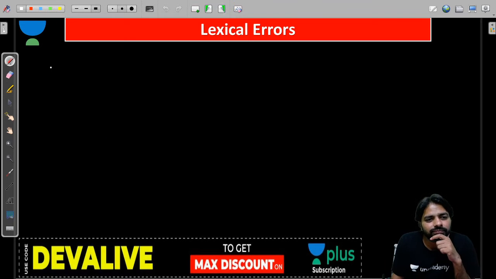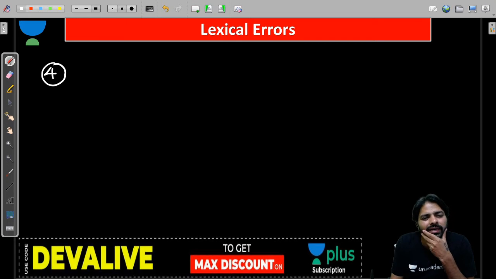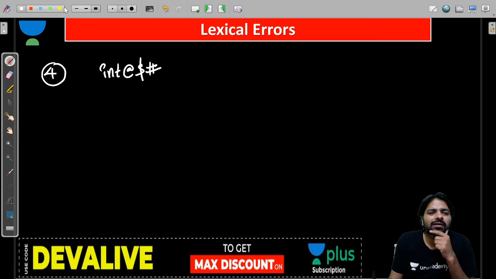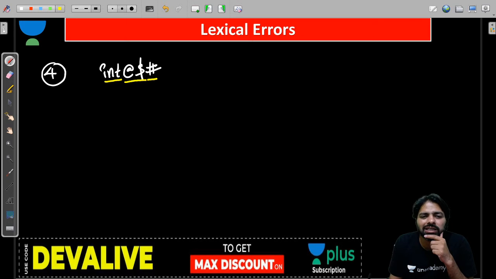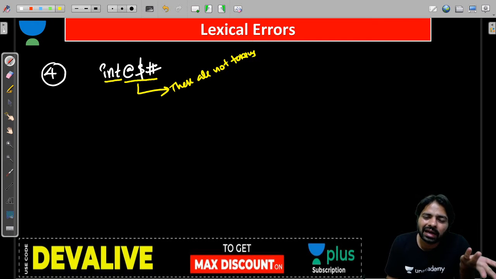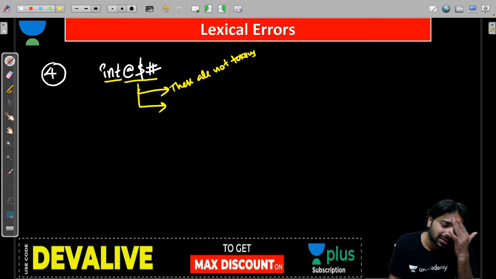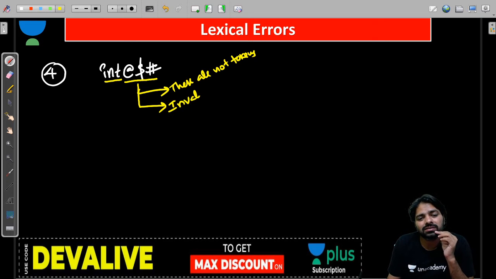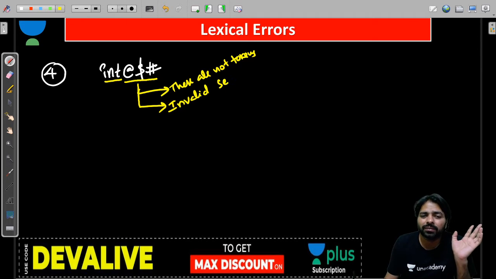Fourth, suppose you are writing int and then something with a dollar sign. Int you would have understood, but the dollar sign is not a token at all. These are not tokens. These are not valid characters in any token. Dollar cannot be used in any token. So this is an invalid sequence. When it sees it, it becomes invalid. Immediately a lexical error.